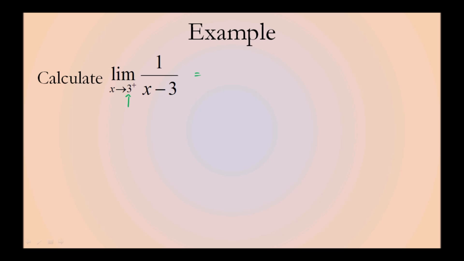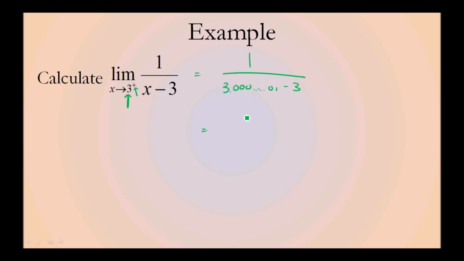To do this, we look at 3 from the right. So 1 divided by, we can substitute in, but we realize that it's not exactly 3, it's 3 from the right. So what does that mean? That means it's slightly greater than 3. So 3 point, an infinitely close value to 3, and increasingly closer to 3, minus 3.